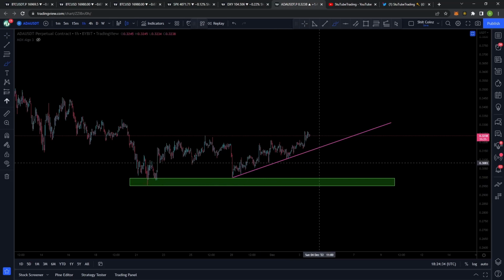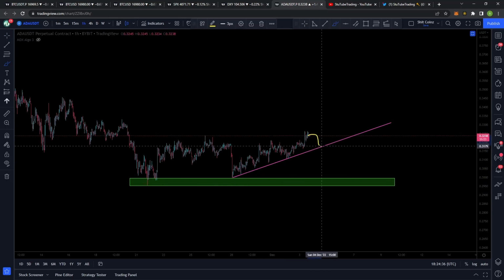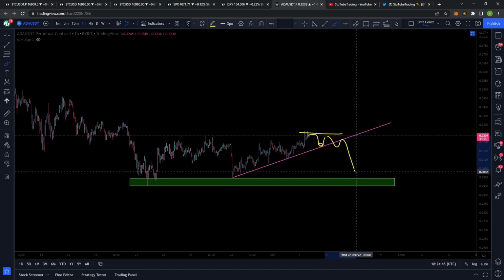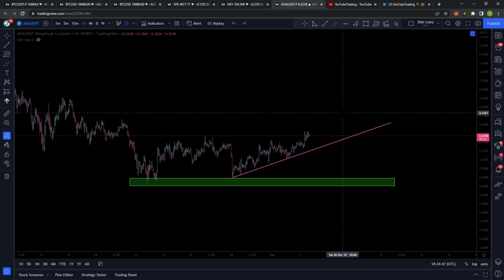Quite often you'll get 3 touch points on these lines, but if we ended up getting a 3rd touch point here bouncing, and let's say some kind of a double top bearish divergence, and then end up dropping this support line, I think it could end up flipping into resistance and things could get bad pretty quickly there.